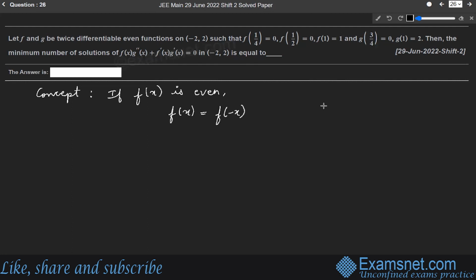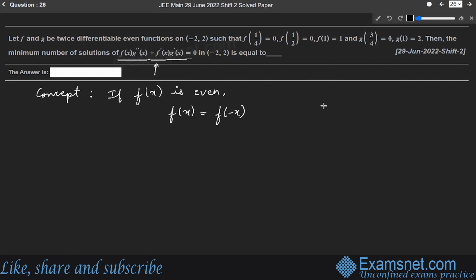Now coming to the solution part. In this question, the expression given here is f of x into g double dash x plus f dash x into g dash x is equal to 0. So if we look carefully, what is this expression?